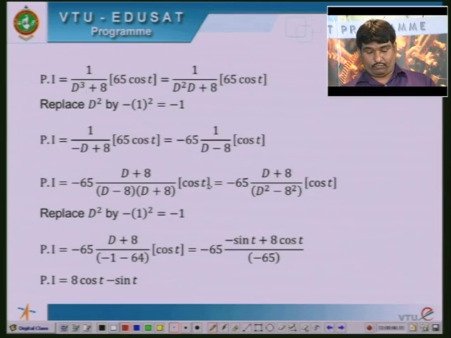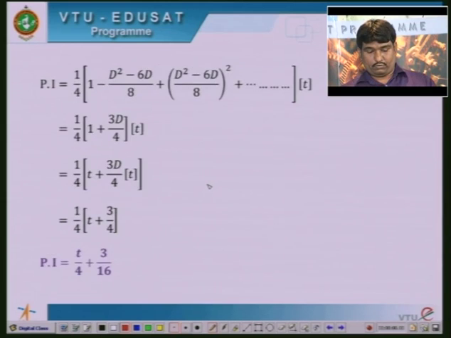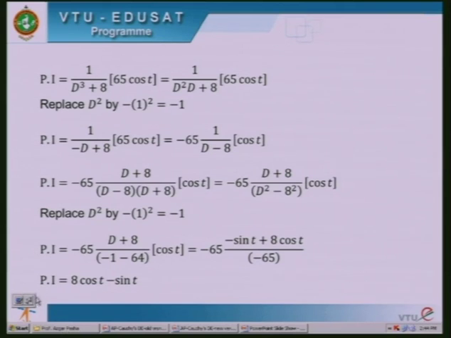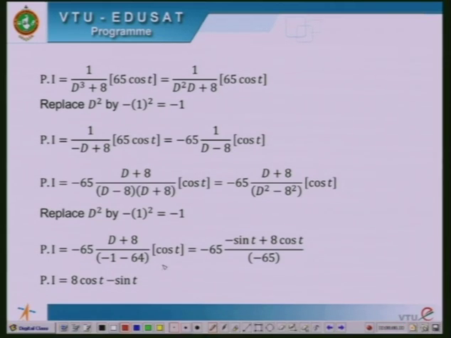This is pi, and the solution is y equals CF plus pi. So I have done a few problems on Cauchy's differential equations today. In the next class I will solve some more problems of different types, and then I will take up Legendre's differential equation. Thank you.